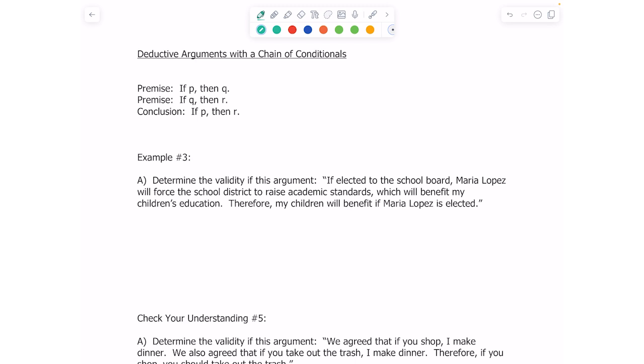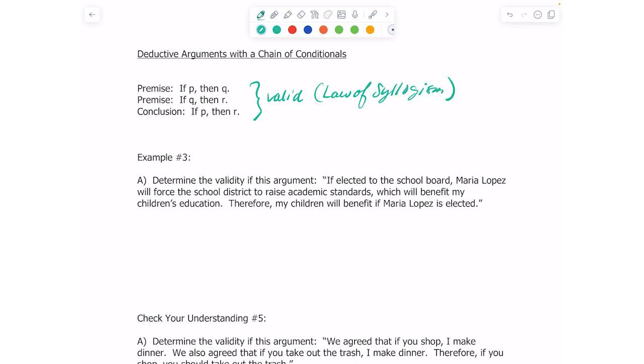So deductive arguments have a chain of conditionals. Let's look at when we have three different statements here. You've got your two premises and then your conclusion, but there's three statements: P, Q, and R. The first premise says if P, then Q, and the second premise says if Q, then R. My conclusion is if P, then R. This is a valid argument, and in logic it's called the law of syllogism.